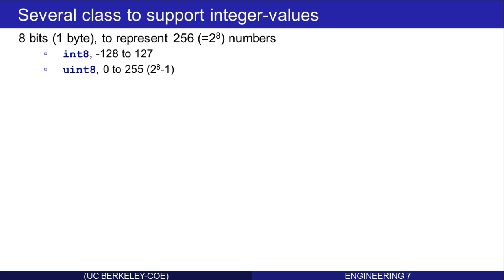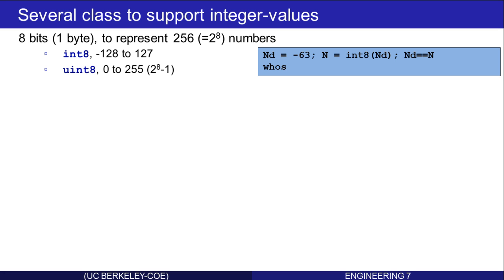Both 8-bit patterns can be used to represent 256 different numbers, and the rules are different for each of these. One allows negative and positive numbers, the other only non-negative numbers. If you go into MATLAB and assign -63 to a variable nd, the class of that will be double. The int8 conversion converts that class double into a class int8. They still are equal to each other numerically, but whos shows that they take up different size in memory.